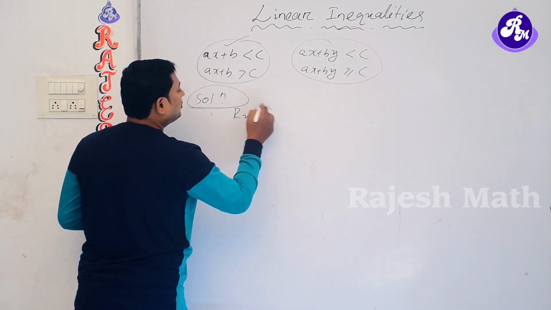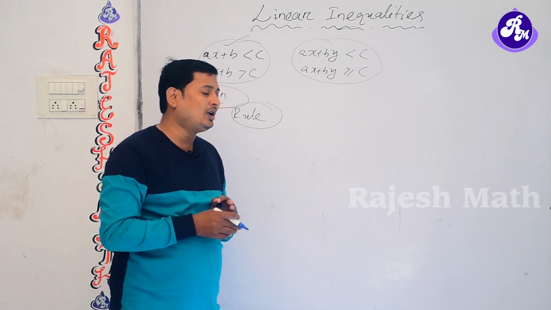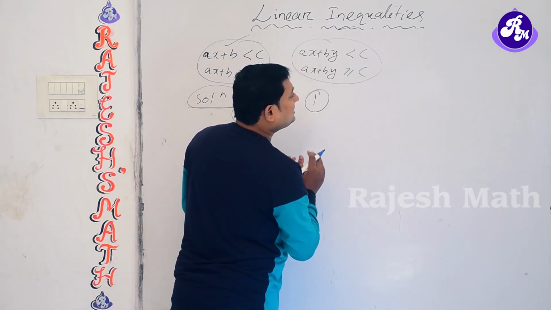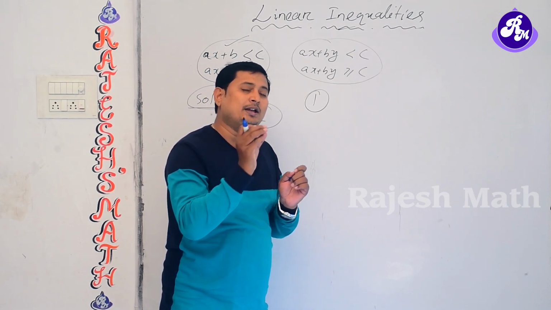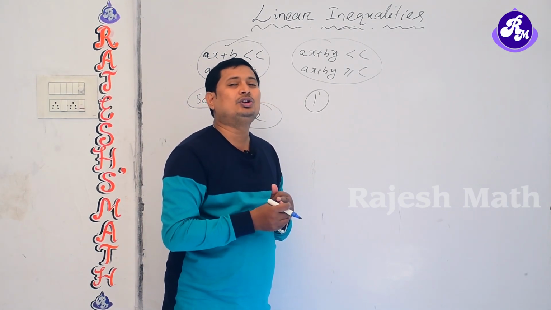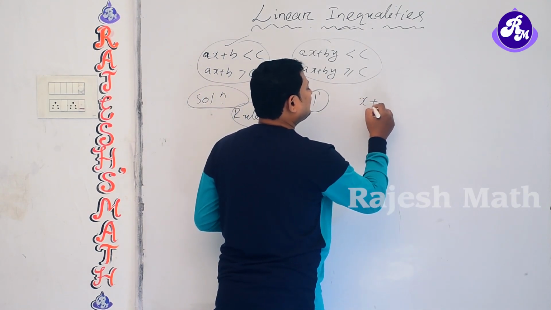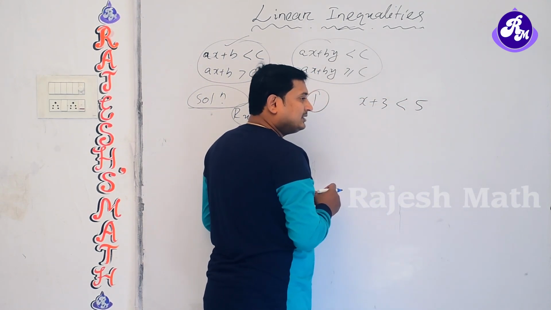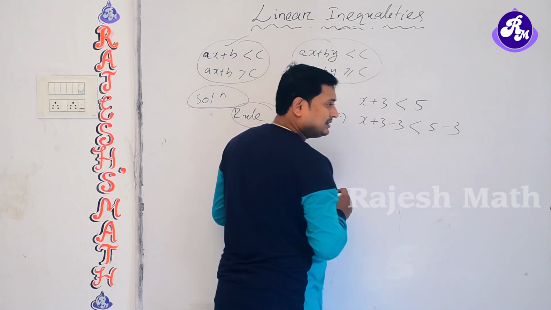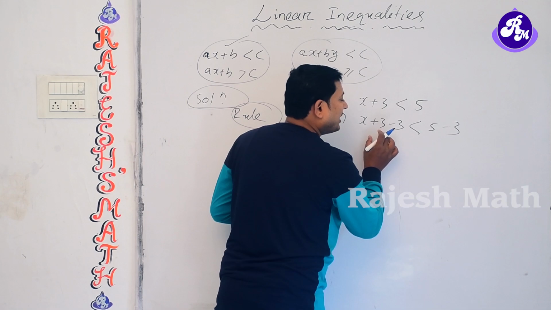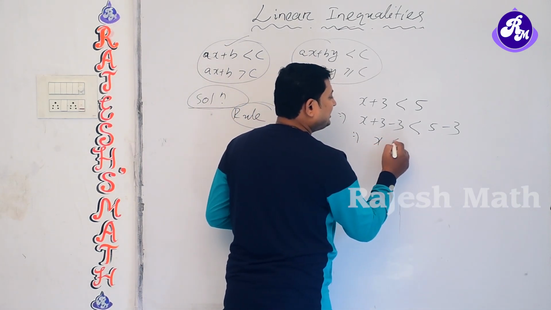Okay. Now we will discuss the procedures or the rules to be followed while solving a linear inequation. So what are the rules? Rule number one is, in any inequality, while solving, you can add or subtract on both sides of the expression and the result will not be affected at all. Suppose x plus 3 less than 5 is there. Then you can write x plus 3 minus 3 less than 5 minus 3. I have taken minus 3 from LHS and RHS and the result will not be affected. So it will be x less than 2.